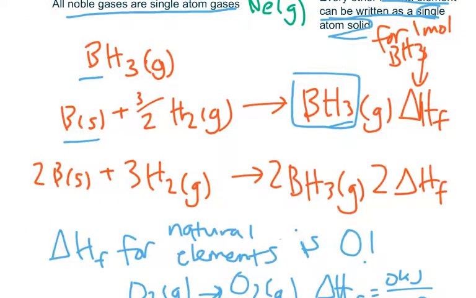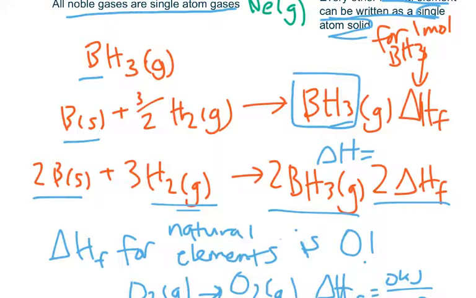So let's take a look at what happens when we double all the coefficients. If we double everything, we will get 2B and 3 H2s to get 2 BH3s. Now, does this reaction describe the ΔH of formation? Well, not exactly, because the ΔH of formation describes the formation of 1 mole of substance, and therefore, this reaction will describe the formation of 2 moles of substance, so the ΔH of this reaction would be equal to twice that of the ΔH of formation for BH3.